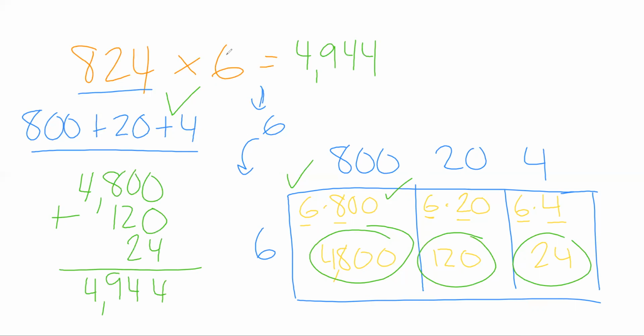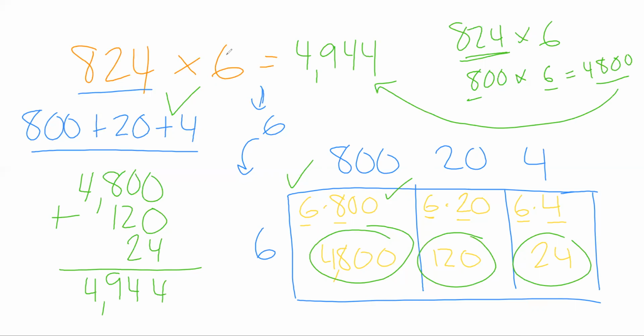I should have checked that. So 824 times 6. So I'm going to round this to 800. 6 times 8 is 48, 2 zeros. Oh yeah. We're good. We're golden. That checks out. Okay. So this is really what we're doing. This is really how we think about it. Expand, build your model, multiply, add your products together.